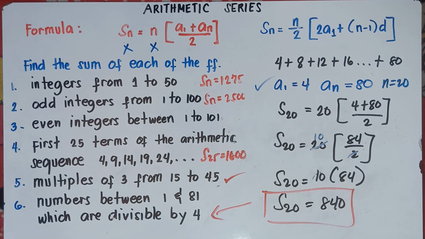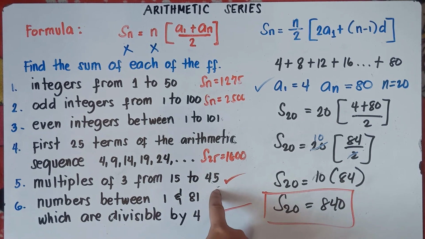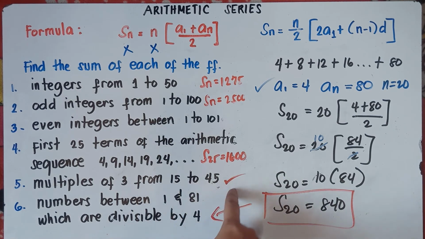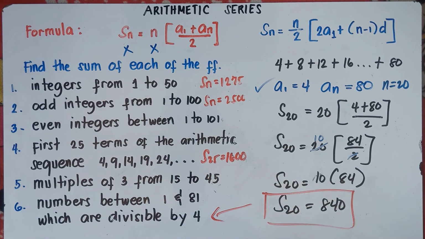840. Alright, so you try number 5, class. Multiples of 3 from 15 to 45. And you put your answer in the comment section down below.